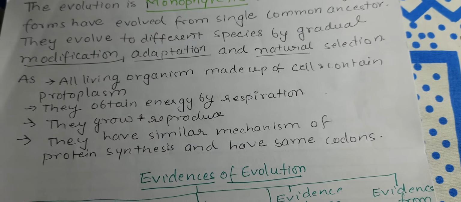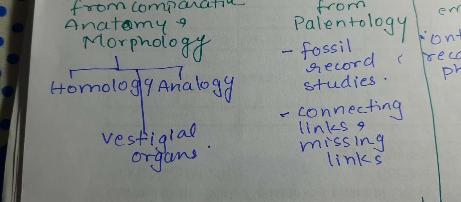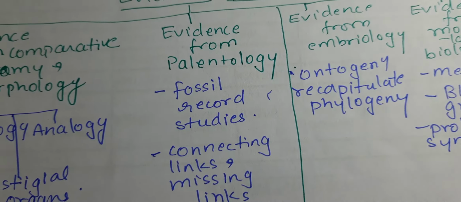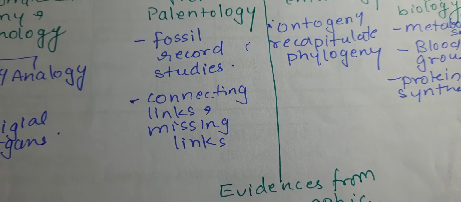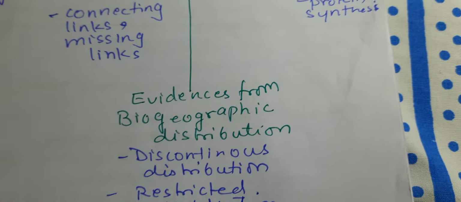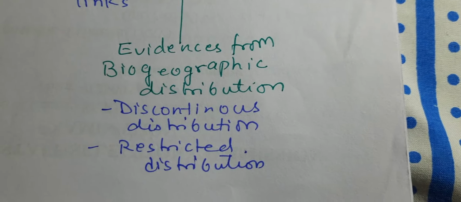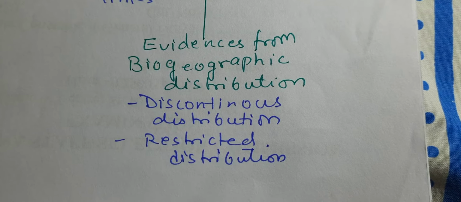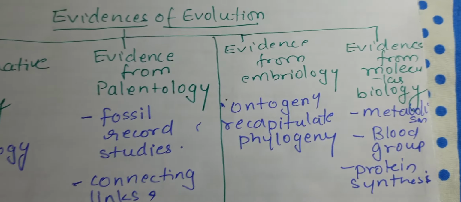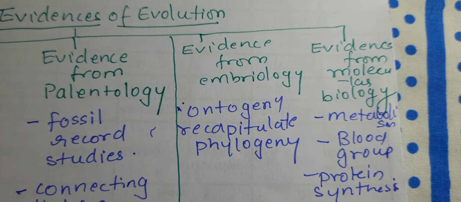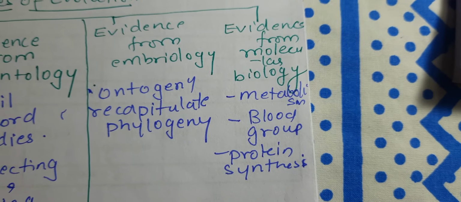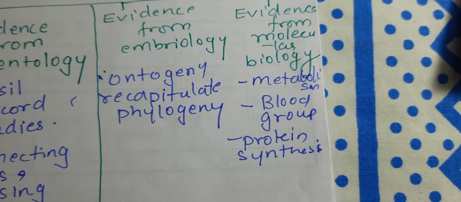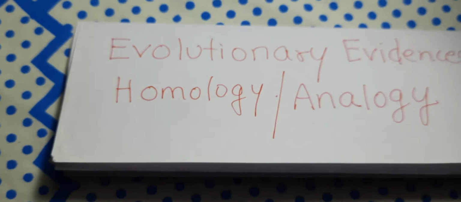First is the evidence from comparative anatomy and morphology, which includes homology, analogy, and vestigial organs. Then evidences from paleontology, that is fossil record studies, connecting links, missing links. And then evidences from biogeographical distribution, which include discontinuous distribution and restricted distribution. Then evidences from embryology, that is ontogeny recapitulates phylogeny, we will be talking about this. And evidence from molecular biology, that is metabolism, blood group, protein synthesis, etc.